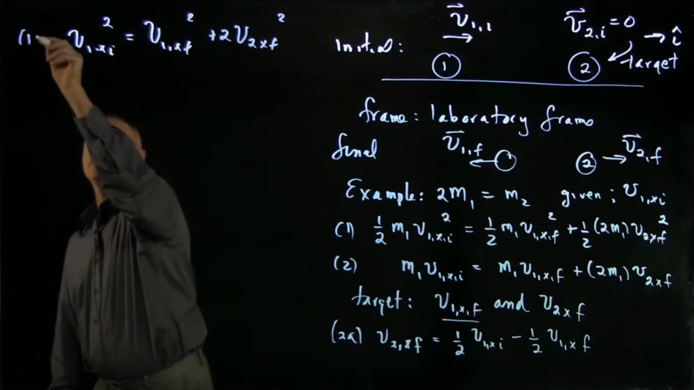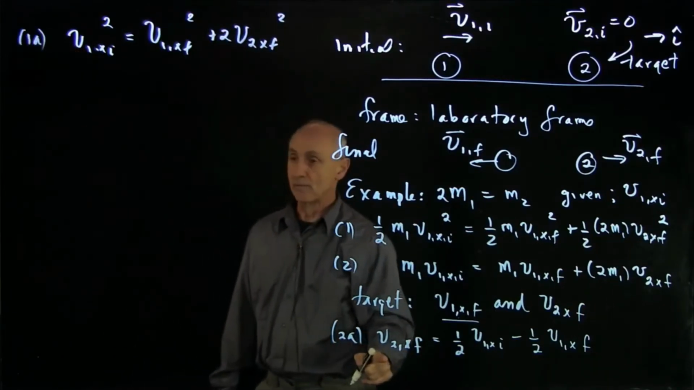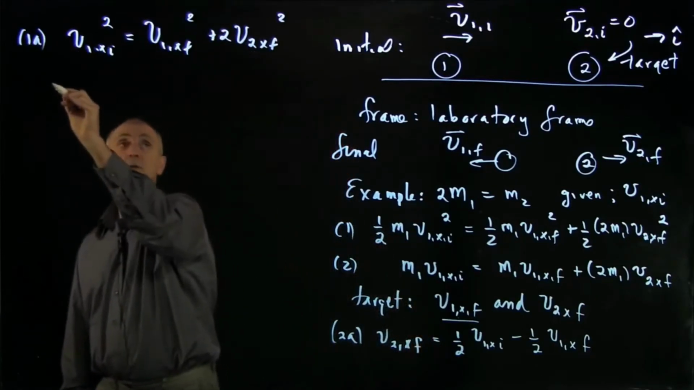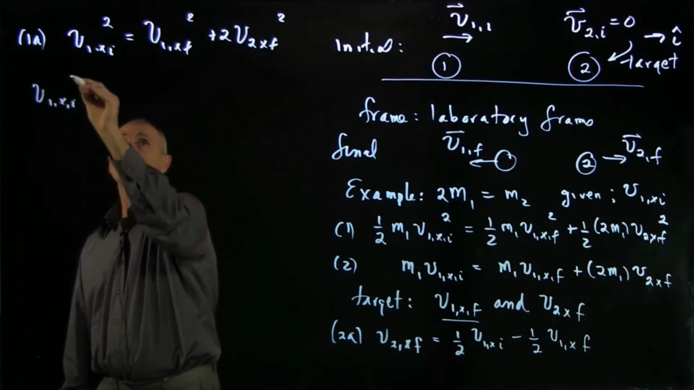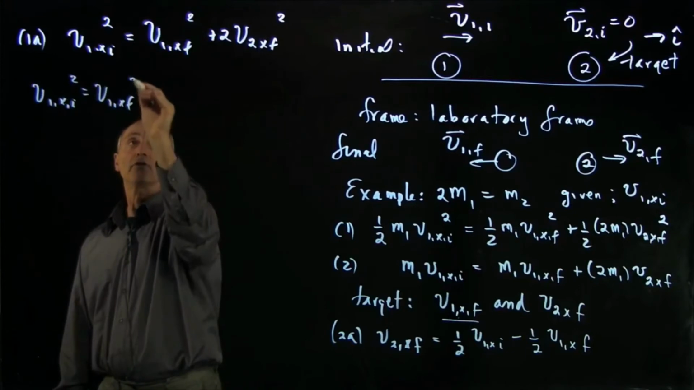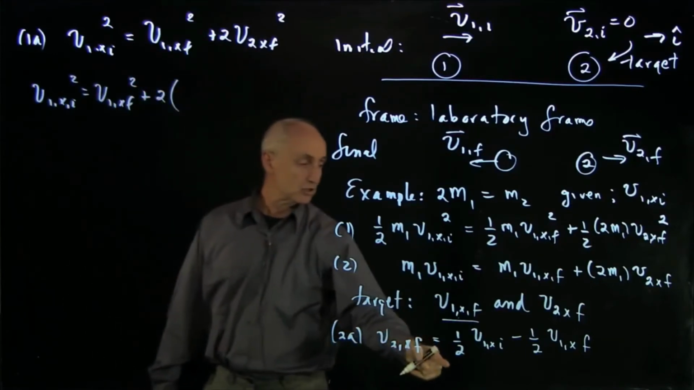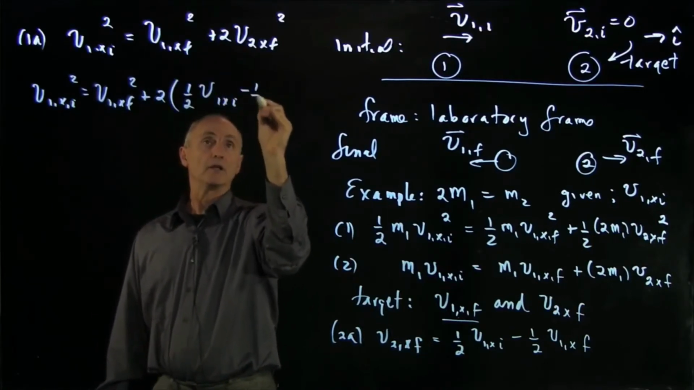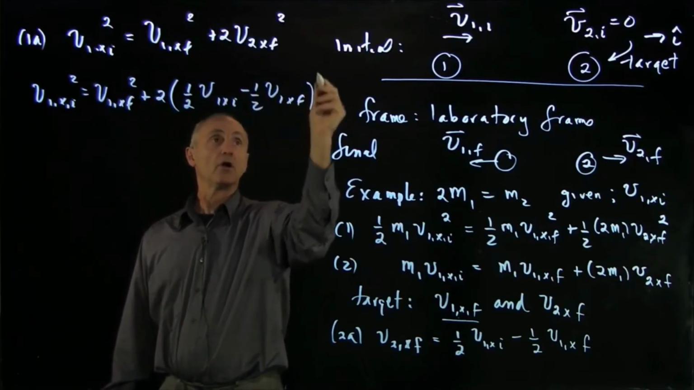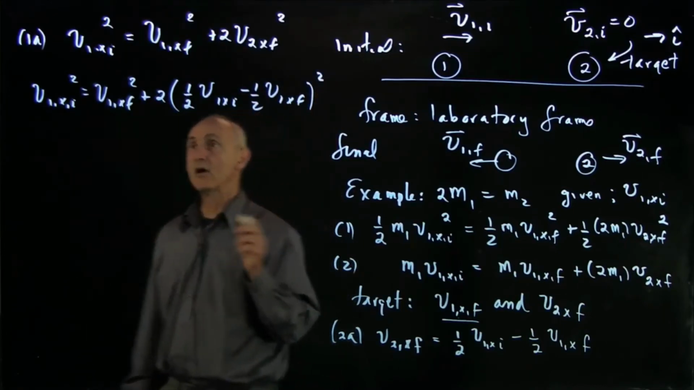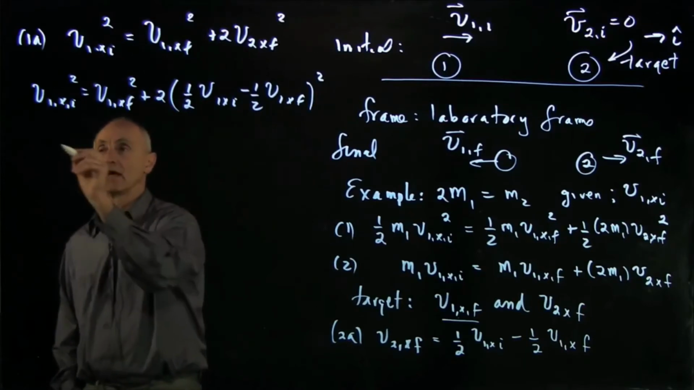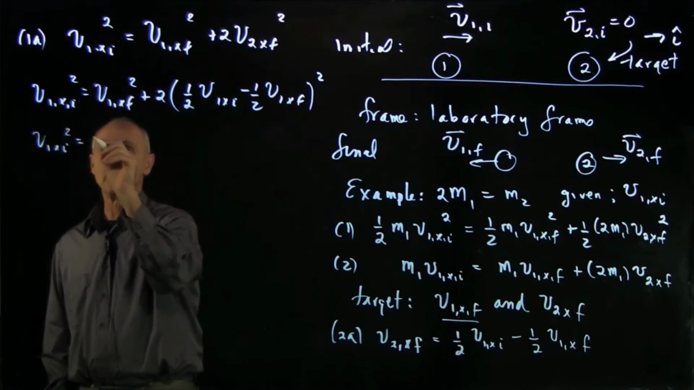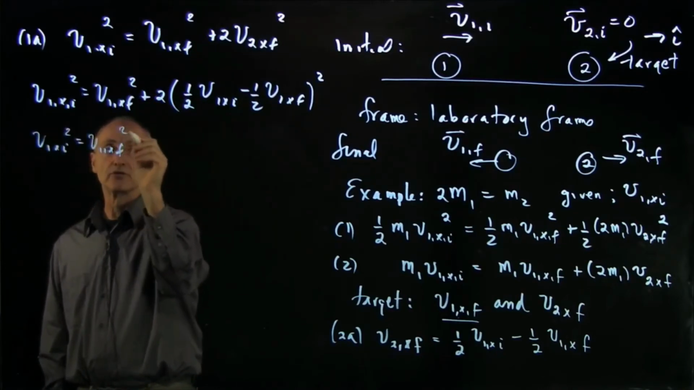Now that's our energy equation, and here's our momentum equation. So if we substitute this in and square it, we get V1x initial squared equals V1x final squared plus 2, and now we make our substitution. So that's 1/2 V1x initial minus 1/2 V1x final, quantity squared. Let's now expand this, and we have to be careful not to make any mistakes.